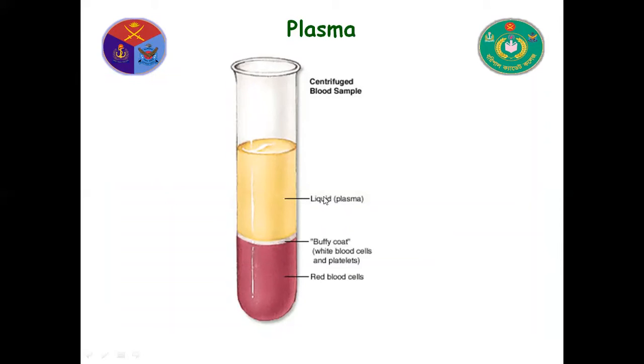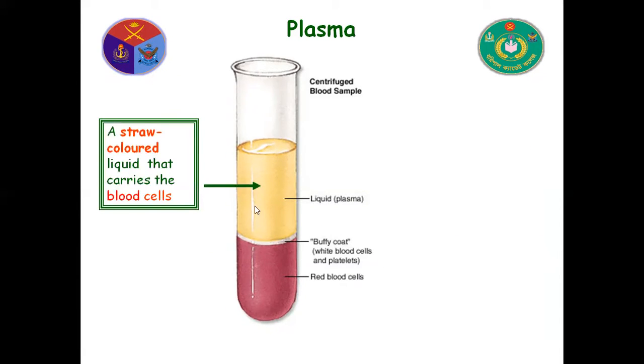Now you see plasma and blood cells. This liquid yellow colored or straw colored substance is called plasma, and the red colored cells are called blood cells. But blood cells are of three types: RBC, WBC, and platelets. But all are mixed with blood. You cannot identify or separate them easily.